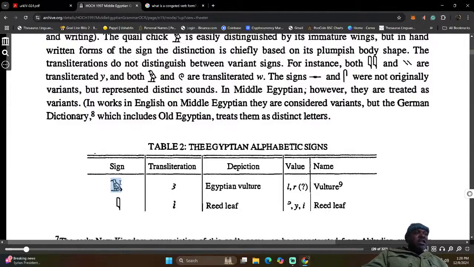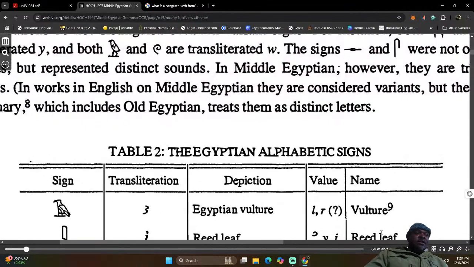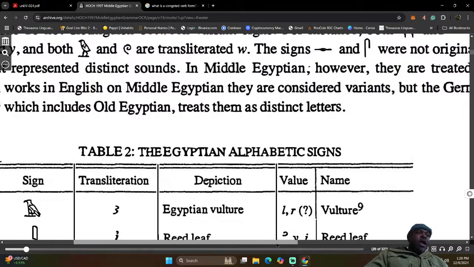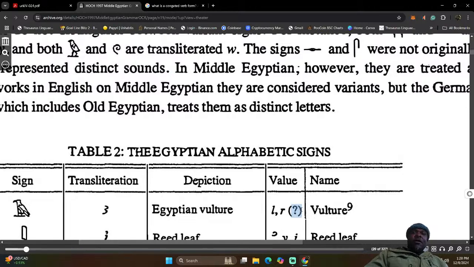For the sound, we see a vulture. It says that in the name over here. The depiction too. The transliteration we're going to use looks like a backwards 3. Now notice here, even Hoch questions whether the phonetic value of this, that we all say is an A, what does he question whether it is? An R, an L, or a question mark?